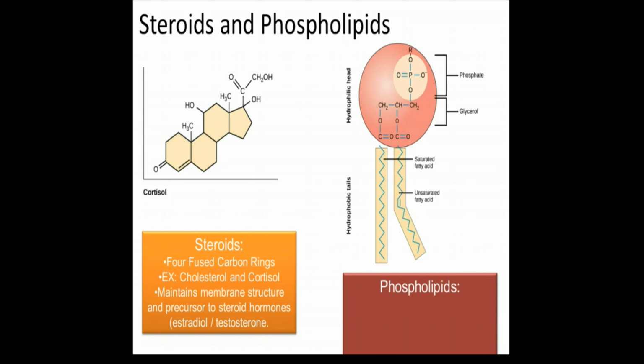Phospholipids are similar to triglycerides, except they have two fatty acid chains, a glycerol, and a phosphate group attached instead of a third fatty acid. So glycerol, two fatty acids, and a phosphate. These are going to be key components of cell membranes.